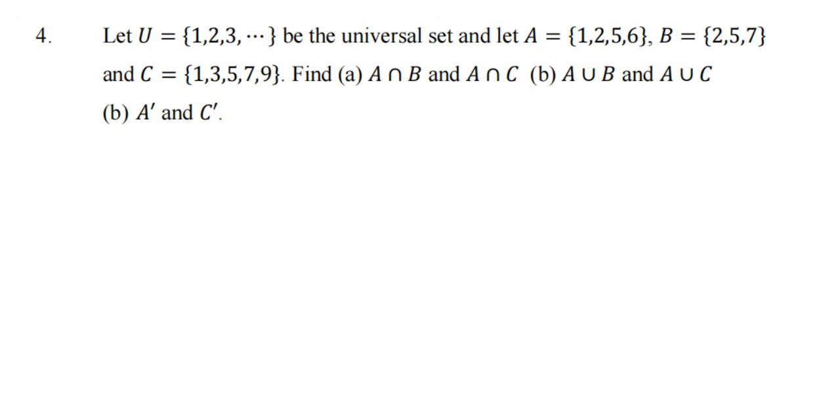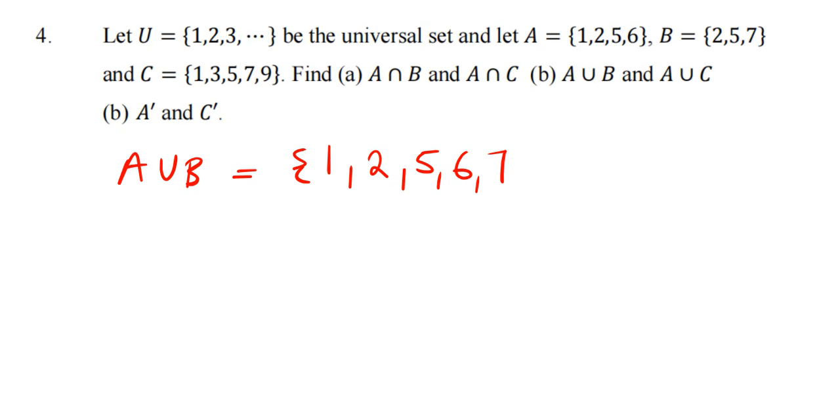Let's come to question B. Question B is here. We have A union B. Now A union B is just combining what you have in A and B. You just don't have to repeat the elements. So in A we've got 1, we've got 2. Do you have a 3 in B? No. So I'm going to have 5, 6, 7. 7 is in B. So basically that would be A union B.